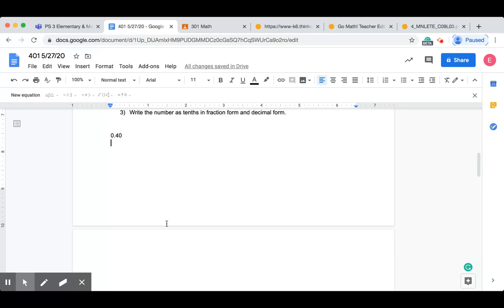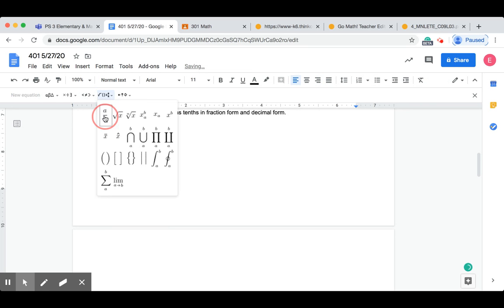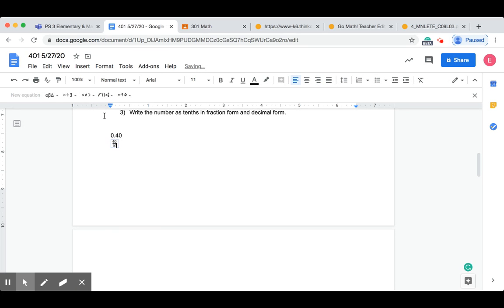Now, the first thing I'm going to do is write that as a fraction because that's going to help me be able to change it. So I'm going to write 40 hundredths as a fraction. I know I didn't change it yet. I just wrote it as a fraction. So now we have 40 hundredths as a fraction.